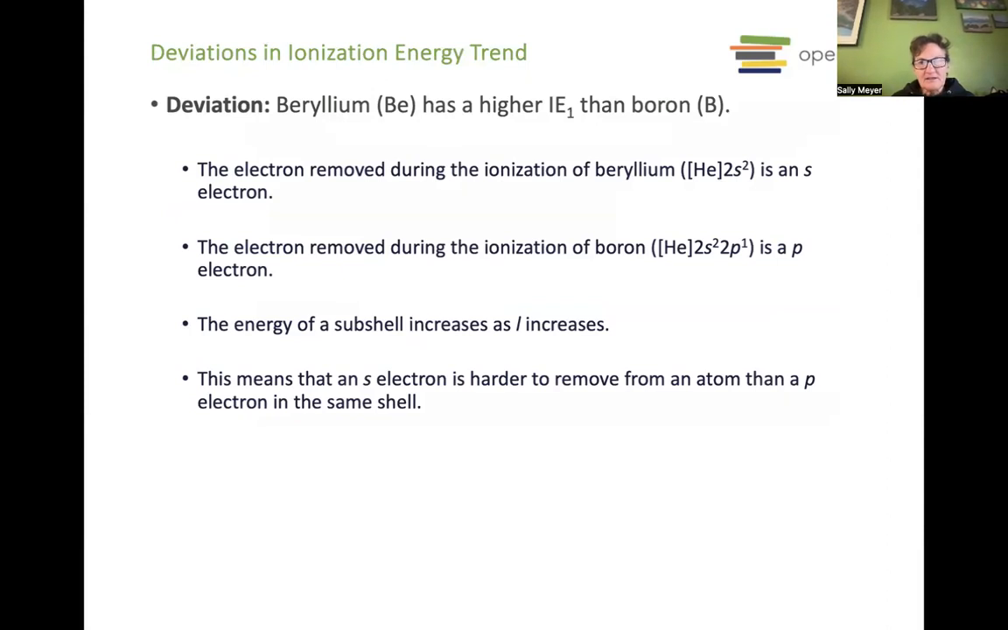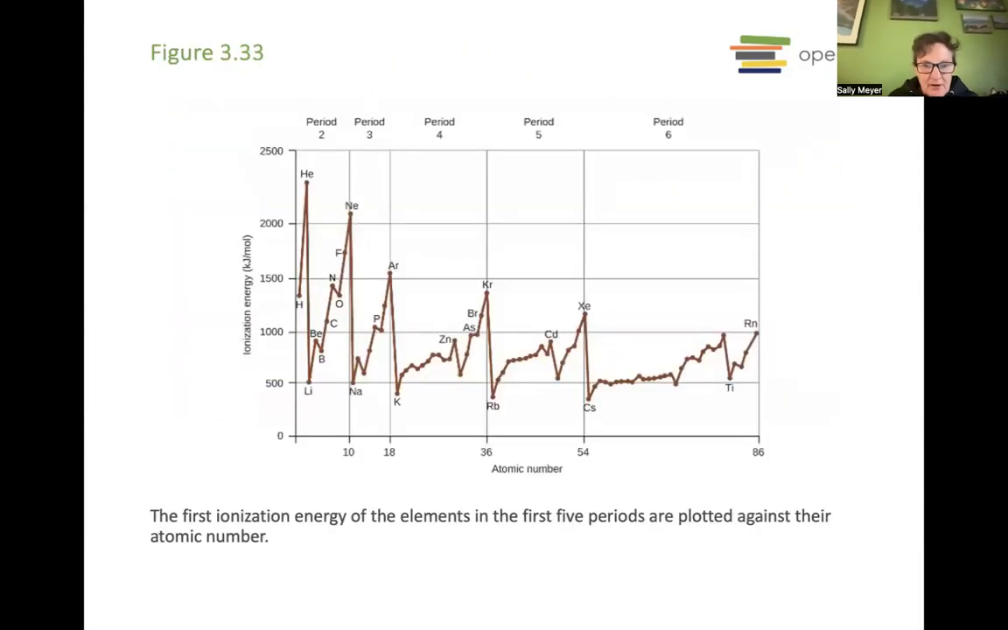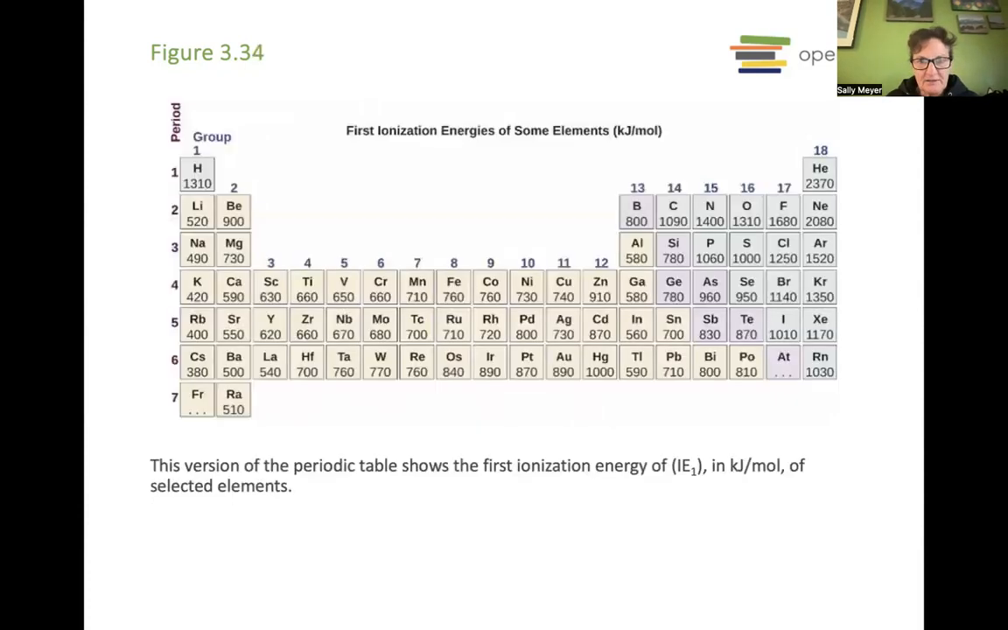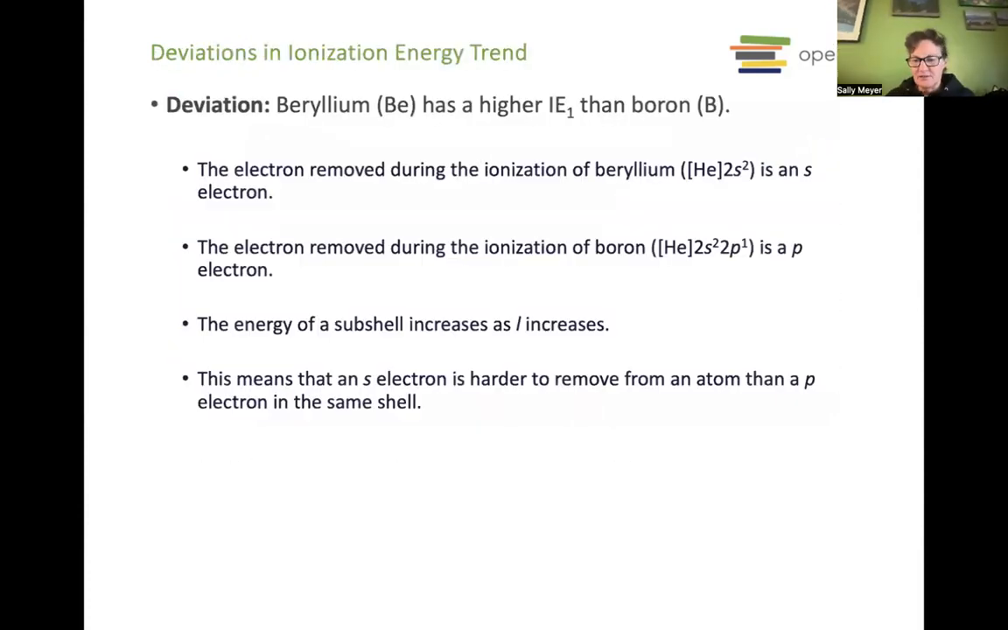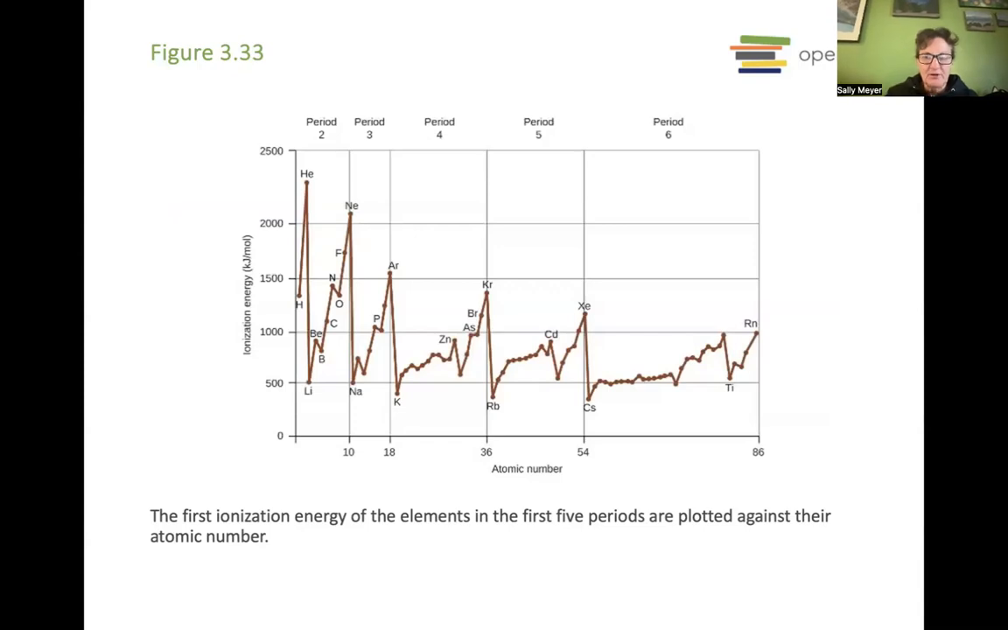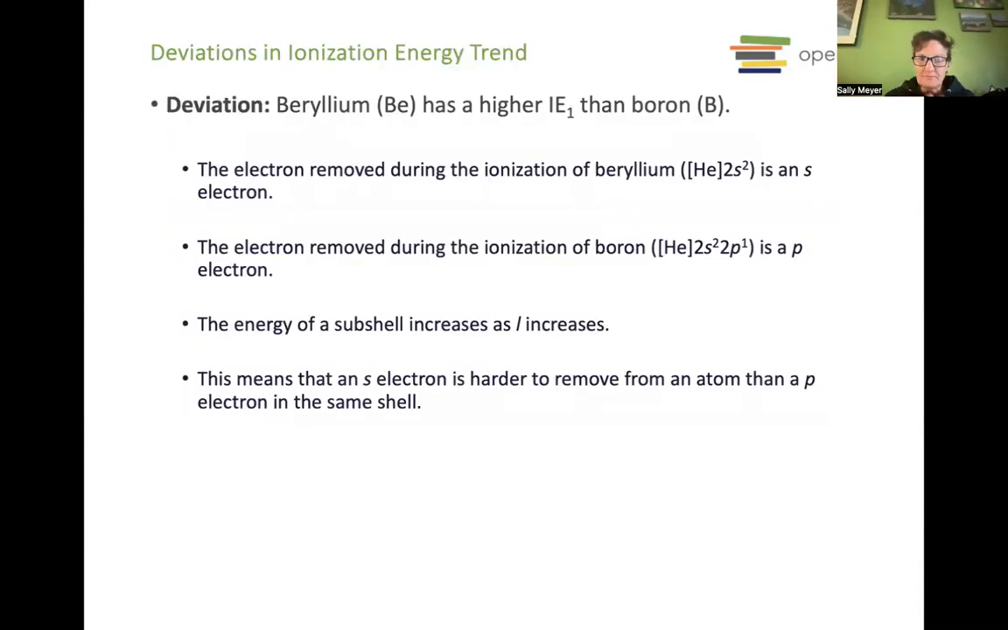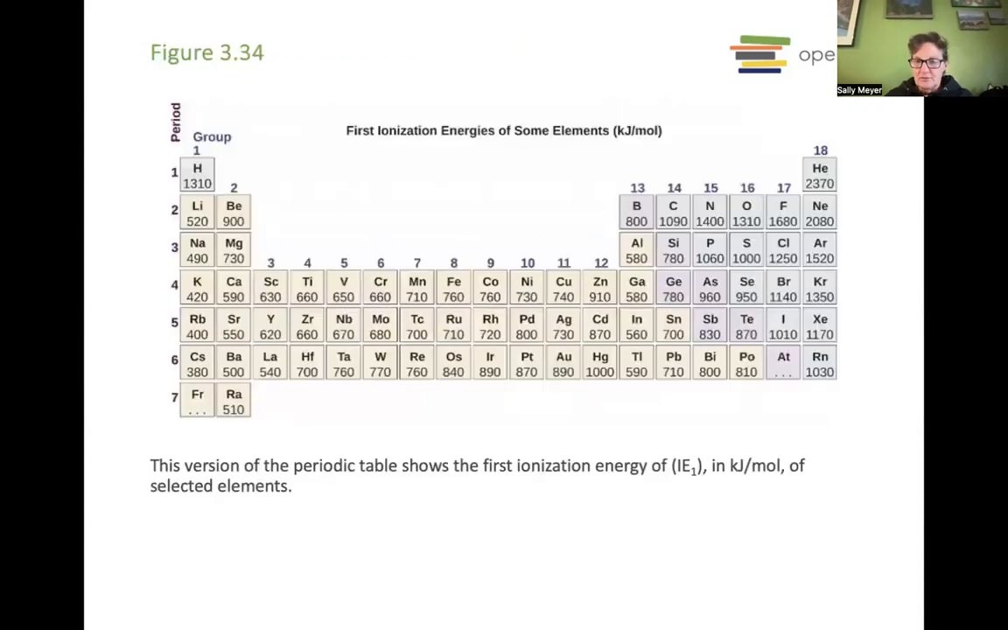Beryllium, so let's look. From beryllium to boron, why is that a trend that's not the same? So going from beryllium to boron, boron should just get harder, but it gets slightly easier. The electron removed during the ionization of beryllium is an s electron. If you look at boron, its outer electron is a p electron, whereas beryllium, it's an s electron.